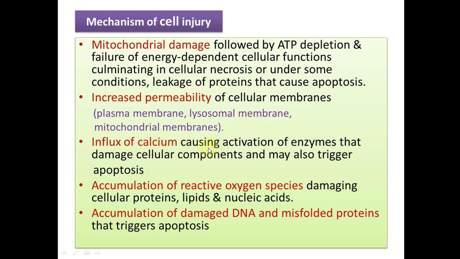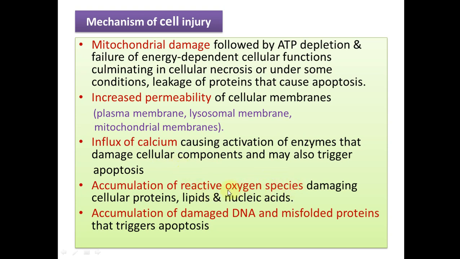Normally, the calcium level inside the cell and outside the cell is maintained by the active calcium transport system. But if the membranes are defective, and in cases when there is damage to the mitochondria and the rough endoplasmic reticulum, the cytosolic calcium level will increase, and this calcium will activate various proteolytic enzymes like proteases, and they may cause the degradation of the cellular components. Sometimes this influx of calcium and increased level of calcium inside the cell may lead to apoptotic cell death.